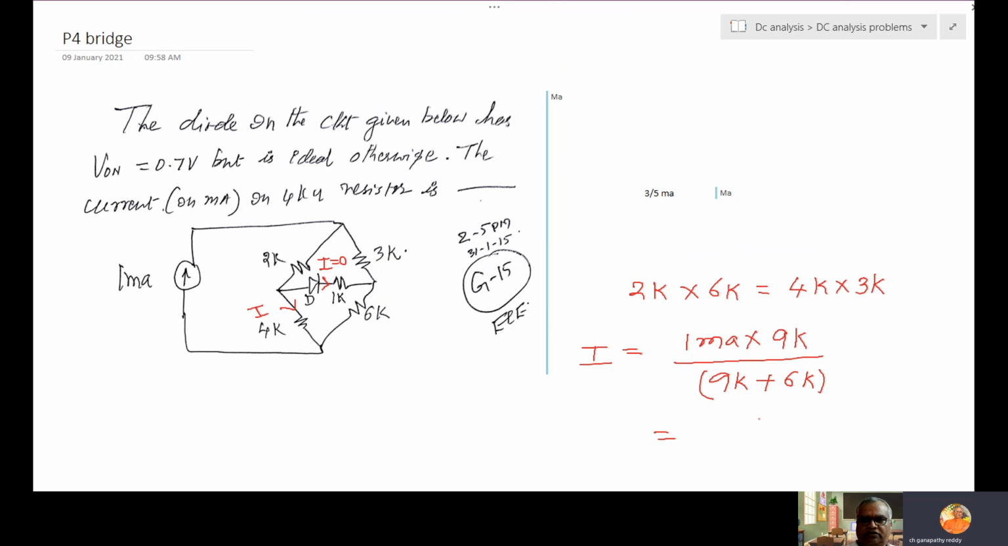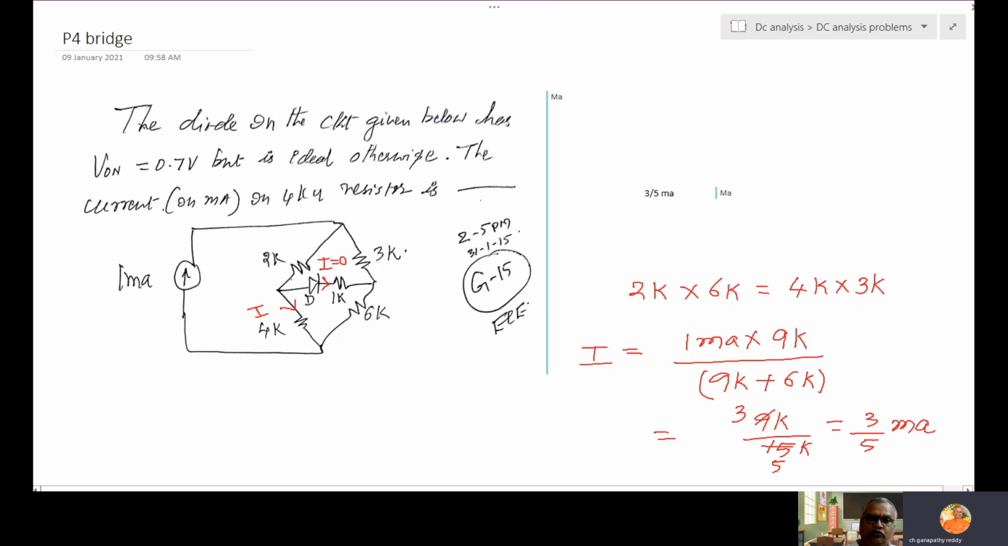So this is nothing but 9K by 15K. So it is 3 by 5. So what is the answer? 3 by 5 milliamps. That is the current in 4K.